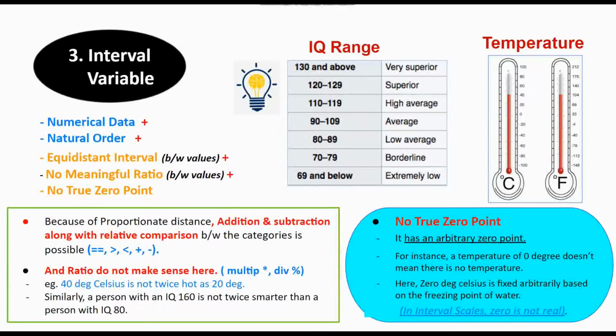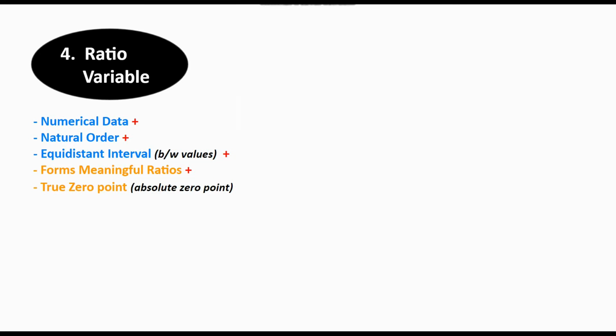For example, when we say a temperature of 0 degrees, it doesn't mean that there is no temperature. Here, 0 degrees is fixed arbitrarily based on the freezing point of water. So it's a very important point. Mark it and keep it in mind. So the last is the ratio variable, which is similar to the interval scale, except at two places. First, it forms meaningful ratios, and second, it has a true 0 point. It has an absolute 0 point, which is not arbitrary, which we will understand more here.